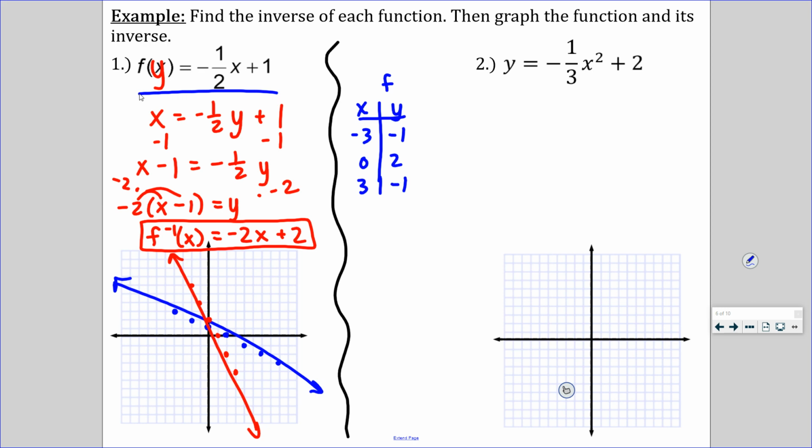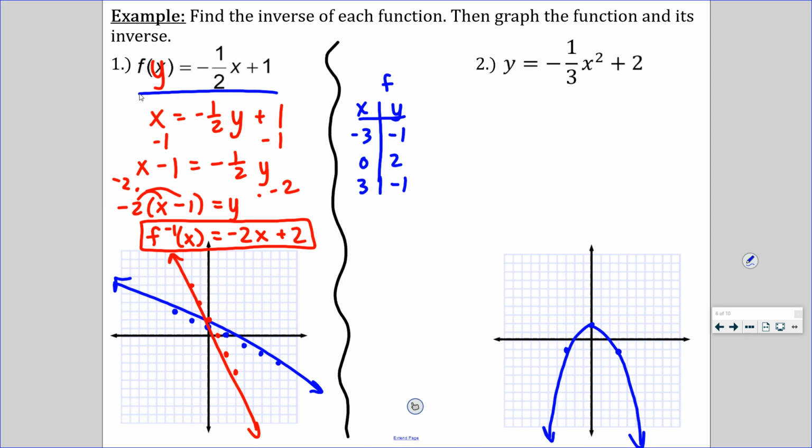This makes sense because it looks like my vertex is at (0, 2). So let's go ahead and plot this: (0, 2), (-3, -1), (3, -1). Does it look like it could form a sad face parabola? Yeah. I'm going to be pretty lenient. Graphing is important, but this is enough to draw your parabola.